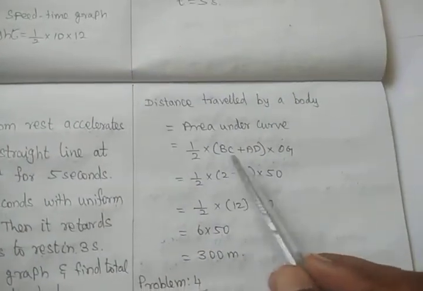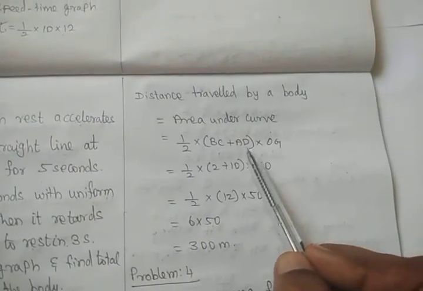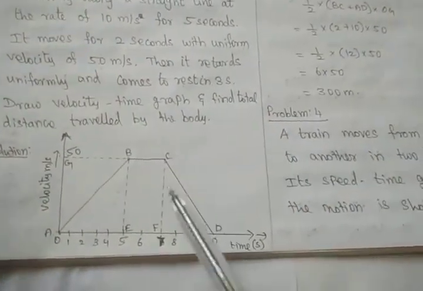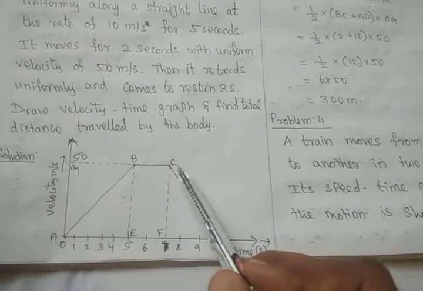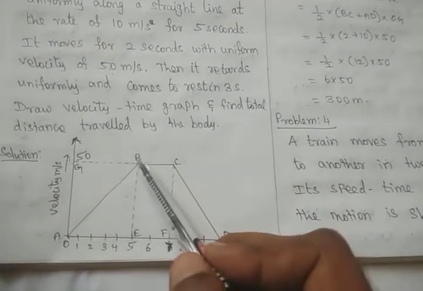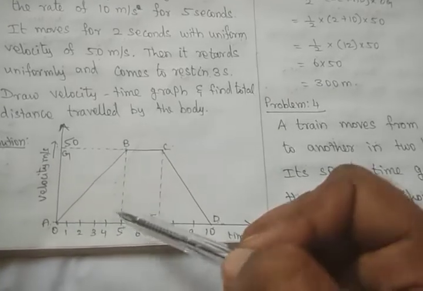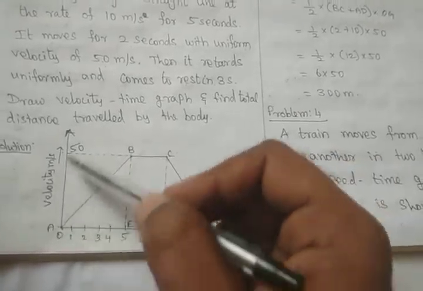So half into BC plus AD into OG. So this OG we can take that. So area of the trapezium is half into the sum of the parallel lines, multiplied by the distance between them. Parallel lines means BC and AD we have to add up, then multiply with the height. This height is OG.